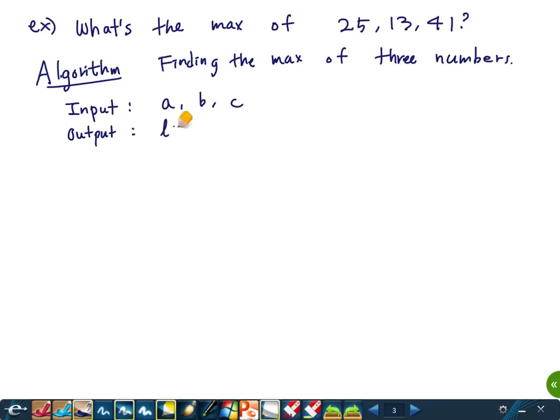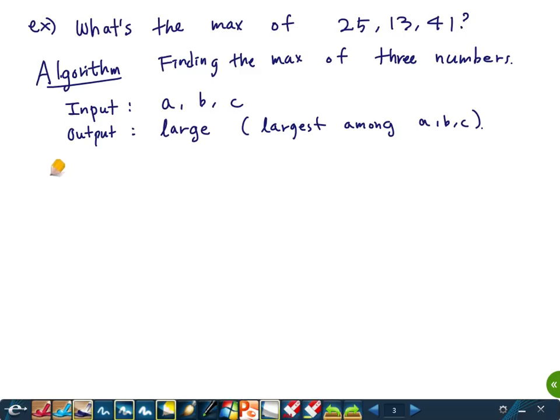Say large. This is the largest number, the maximum among 3. This is just a name, large. It can be anything, L or N, M, X, anything. I just named it large to make it easy to remember that it's the maximum. You can say this is maximum. Okay, let me write down.